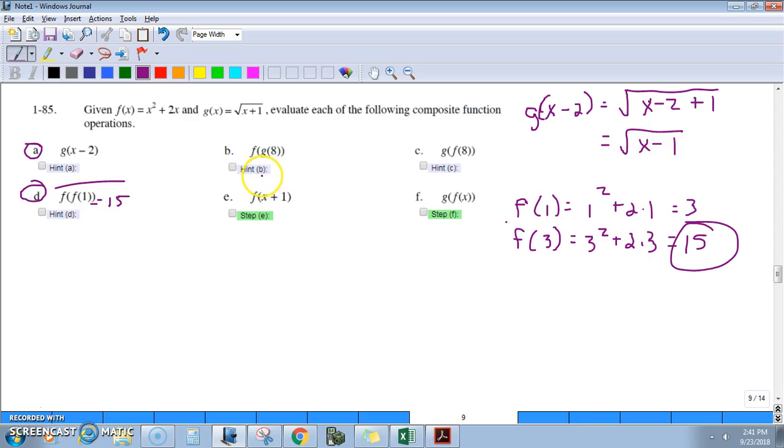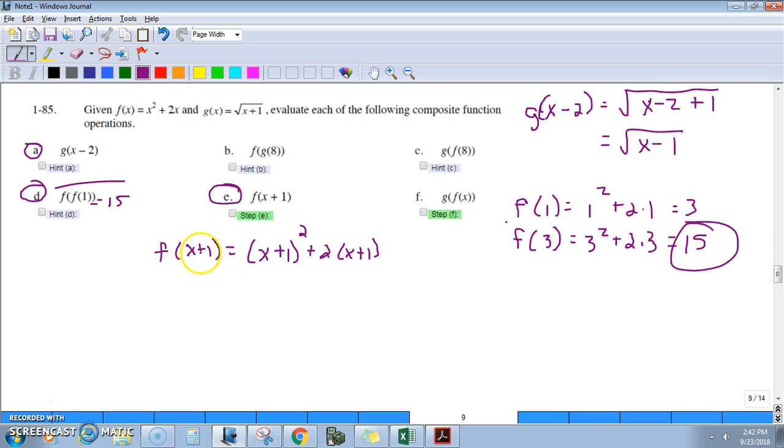How about E, f of x plus 1? So everywhere we see an x in f, we're going to put x plus 1. So (x plus 1) squared. Don't forget that's a binomial. You can't just square each term. Plus 2 times (x plus 1).